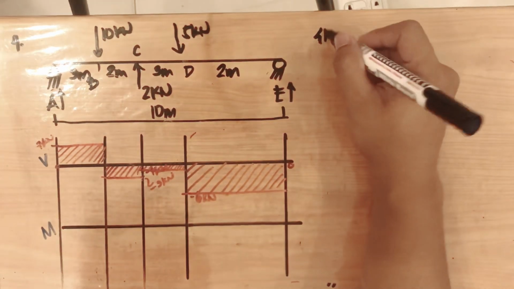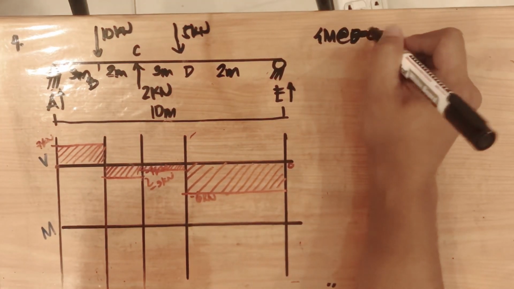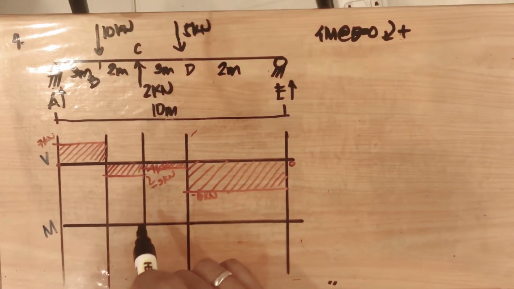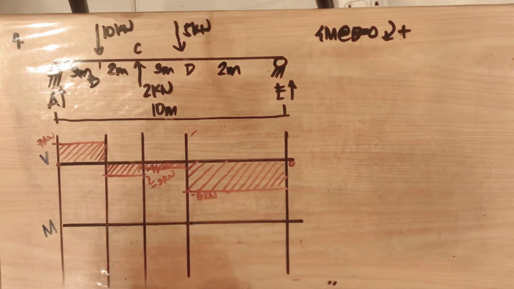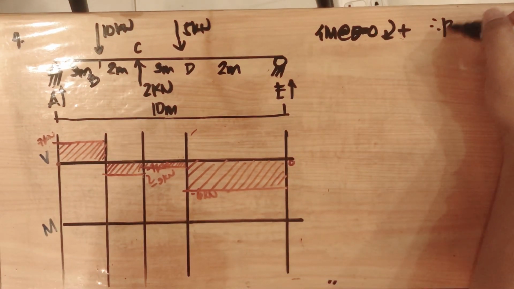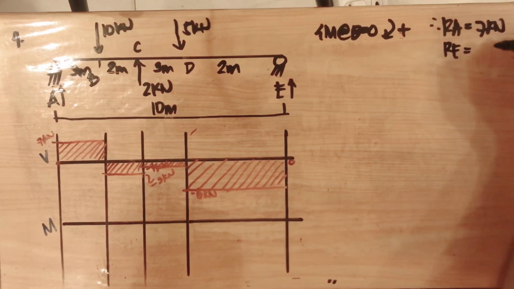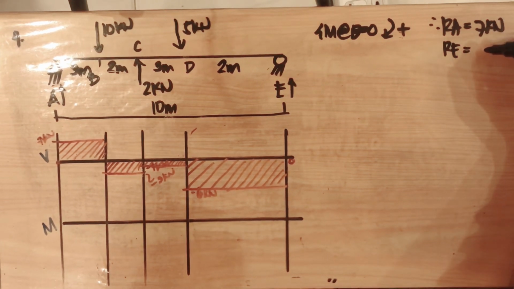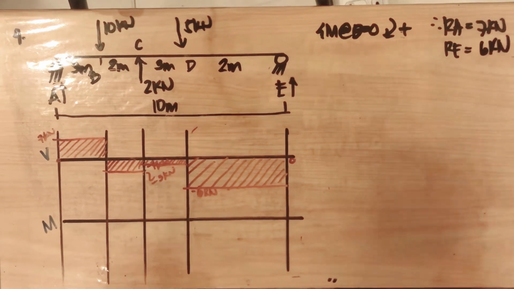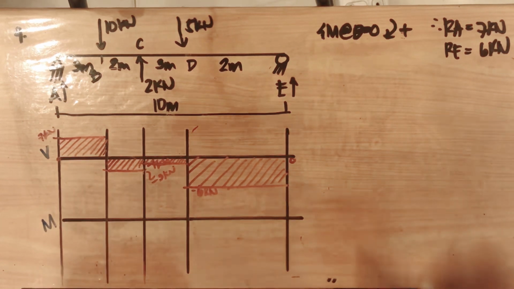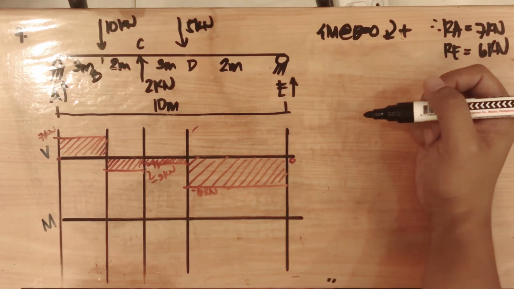Summation of moment at B equivalent to 0. Clockwise, positive. So, support reaction natin at A. Ilan yan? Support reaction at A is 7 kilonewtons and at E equivalent to 6 kilonewtons. Ayan. So, moment at B equivalent to 0.